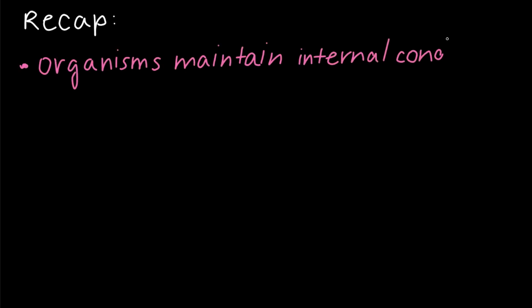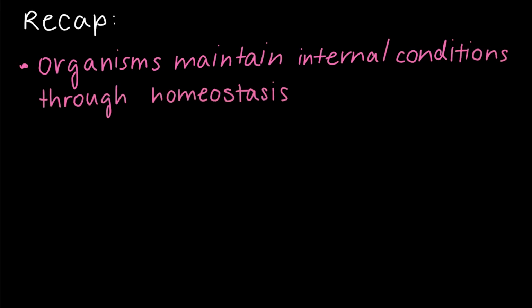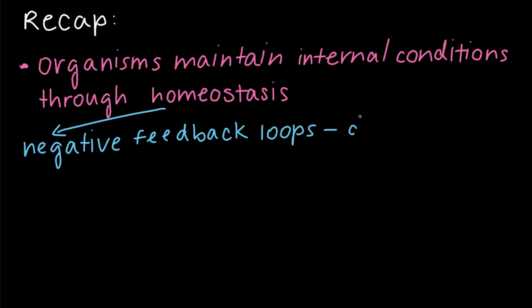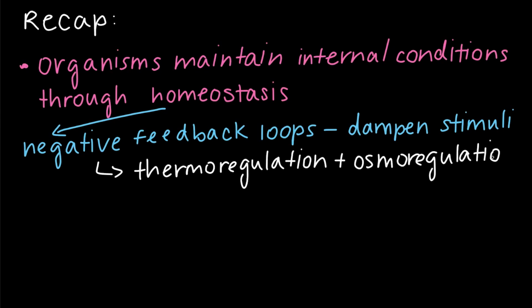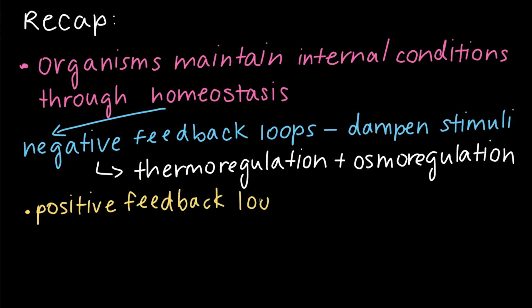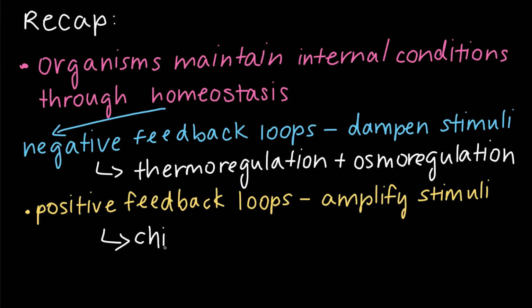So to recap on what we've talked about, today we learned that organisms maintain their internal conditions through homeostasis. And this is usually accomplished through negative feedback loops, which dampen or oppose stimuli, as we talked about with thermoregulation and osmoregulation. But on the other hand, as we saw in childbirth, positive feedback loops work to amplify stimuli in order to bring processes to completion.